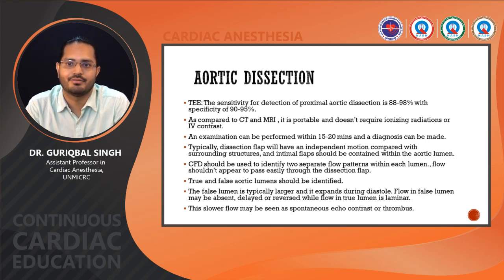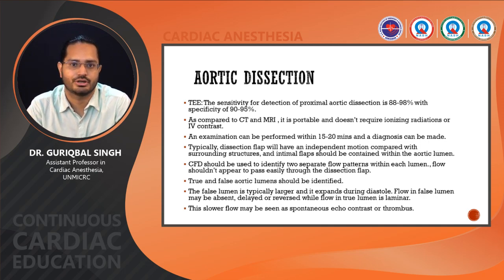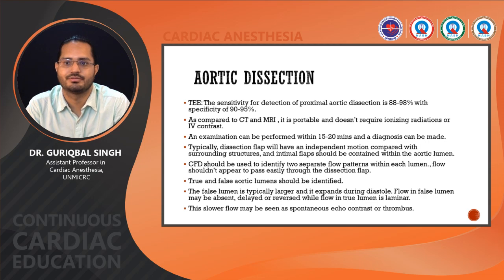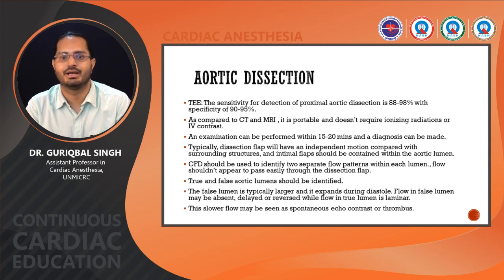The dissection flap will have an independent motion compared with surrounding structures, and the intimal flap should be contained within the aortic lumen. Color flow Doppler should be used to identify two separate flow patterns within each lumen. Flow should not appear to pass easily through the dissection flap. True and false aortic lumens should be identified.